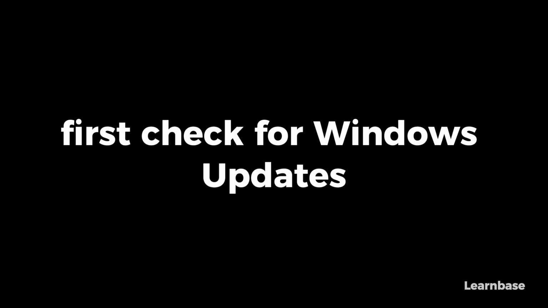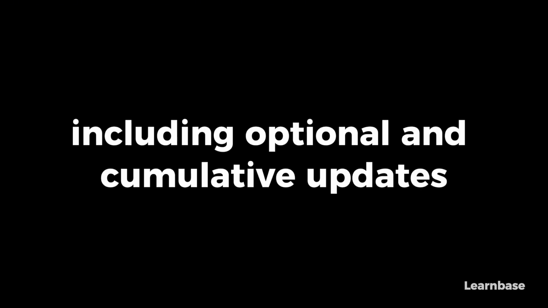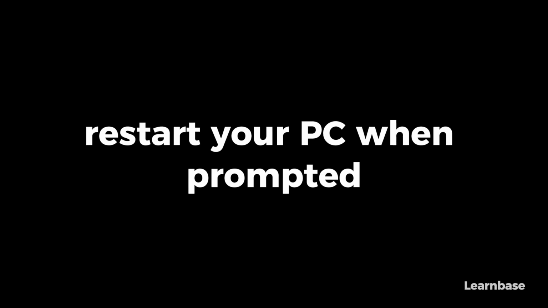First, check for Windows updates. Open Settings, Windows Update, and click Check for Updates. Install all available updates, including optional and cumulative updates. Restart your PC when prompted.